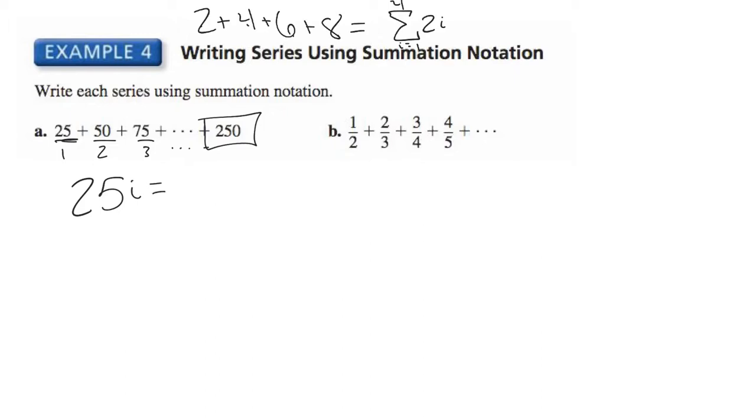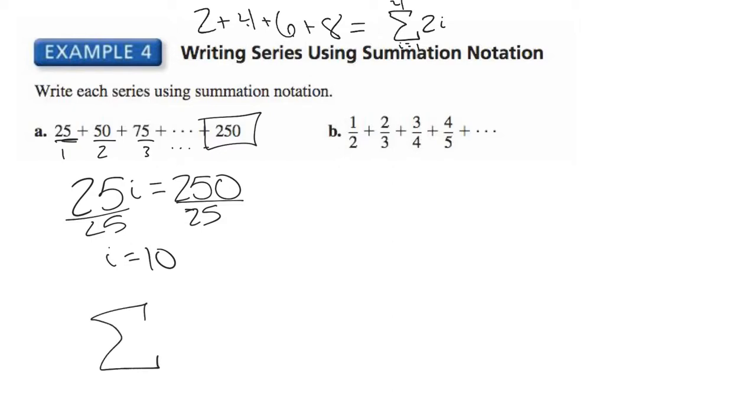So I need to solve for i. I'm going to set it equal to 250 and divide by 25 and 25. i is 10. So my series ends at my 10th term. That's going to tell me how to write this. So there's my summation set. I'm going from my first term to my 10th term in my series, and my pattern, my rule, is 25 times my term, which is i.